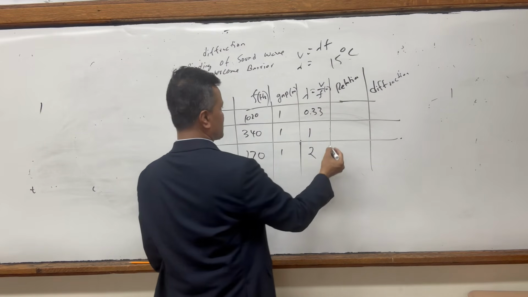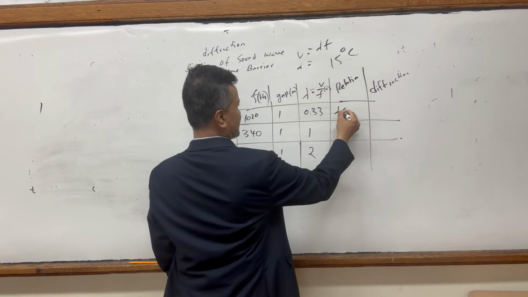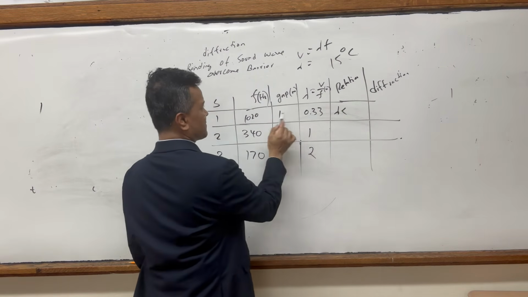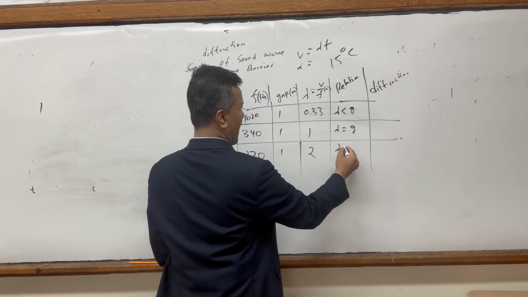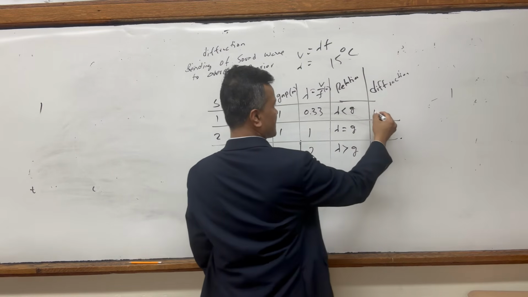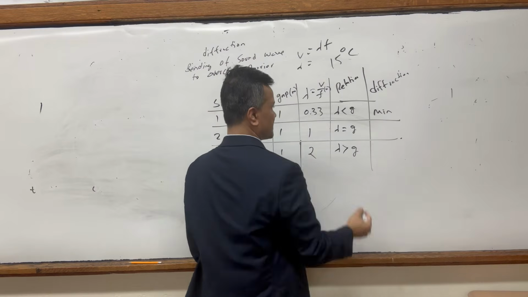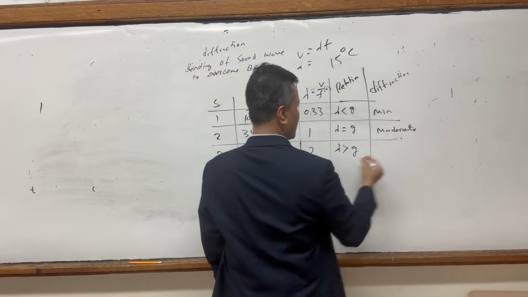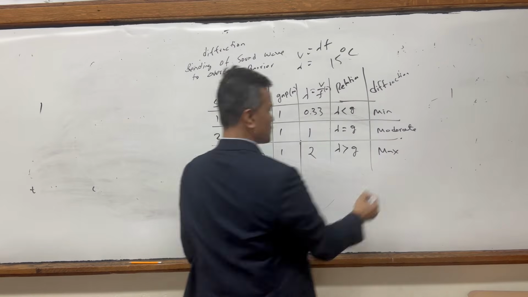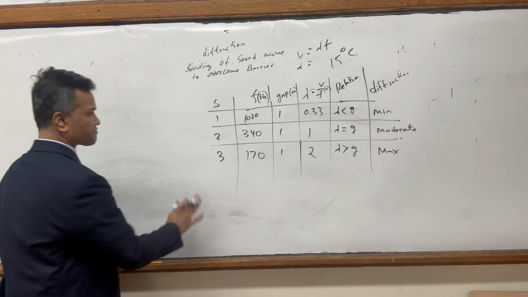So the relation is what? Lambda is smaller than the gap. Lambda is equal to the gap. Lambda is bigger than the gap. When lambda is smaller, you have minimum diffraction. You have moderate diffraction. You have maximum diffraction. So let's draw it.